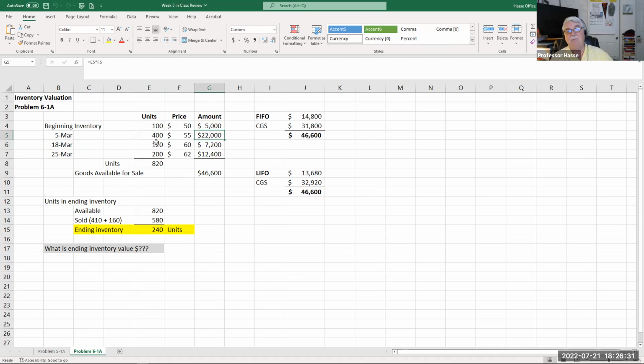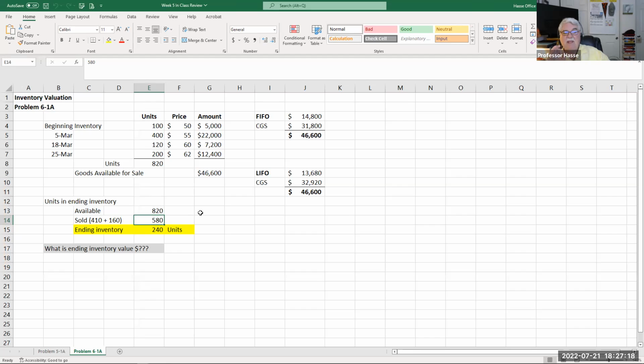Then on March 18th, they buy more inventory, but the value now changes to $60. It's the same product, but it goes up in price. Find a new vendor. $7,200. And then finally, again, they buy 200 more units of the inventory at $62, $12,400. So during the course of this month or accounting cycle, they have 820 units available for sale, beginning and additional purchases, and the total cost of all that inventory is $46,600.